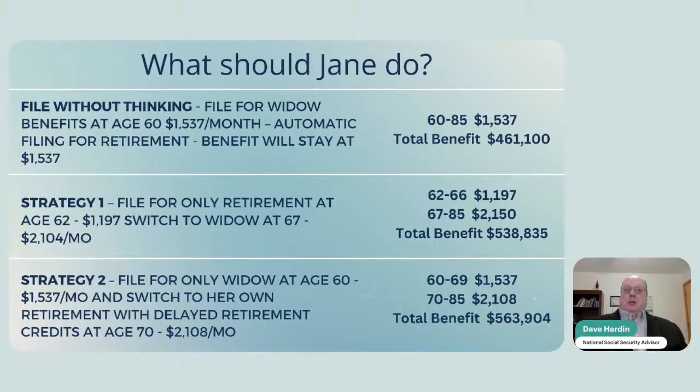And then because it's your benefit, it gets DRCs, delayed retirement credit. So it's 8% plus 8% plus 8% plus 8%. And it matures out, maxes out at your age 70 at $2,108. If you do that, it combines out to $563,904. That's almost $200 shy of $103,000 more over your lifetime.